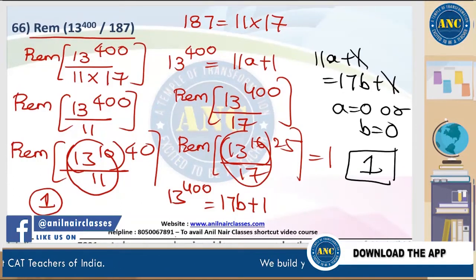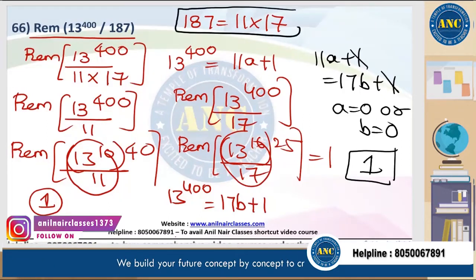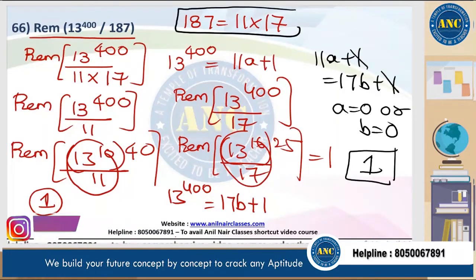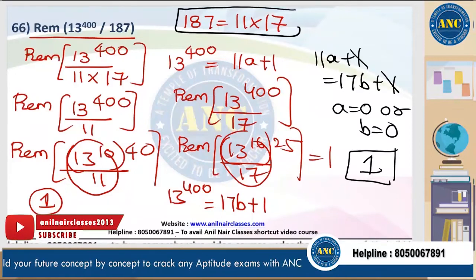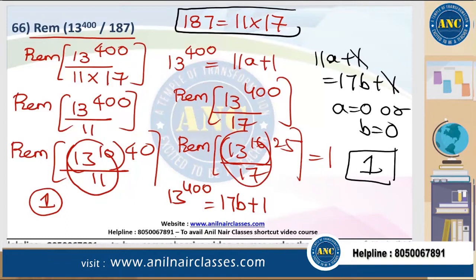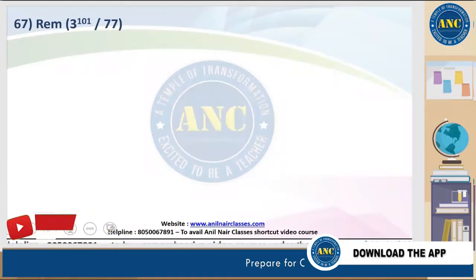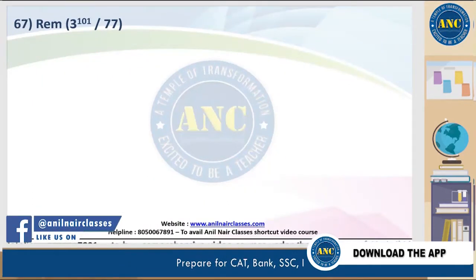13 power 400 divided by 187 is a composite number. So the composite number will be 11 into 17. Idea clear? Perfect. Third question. The only thing you have to check is whether the denominator is a composite number or not. If it is a composite number, write it down as a product of prime bases.